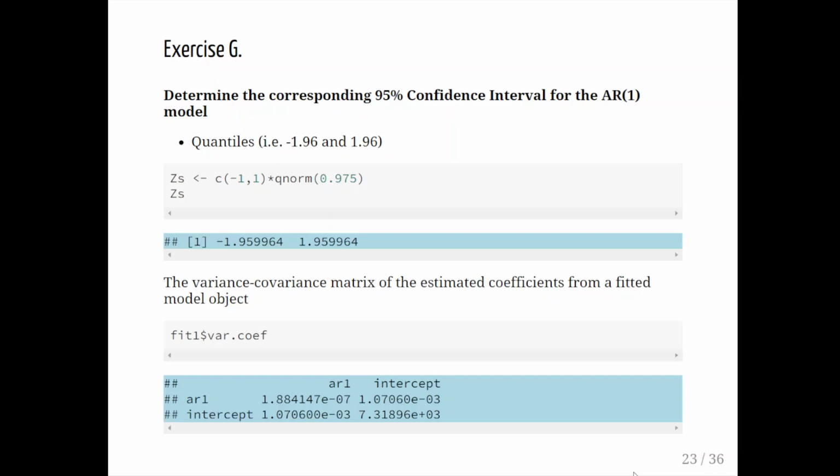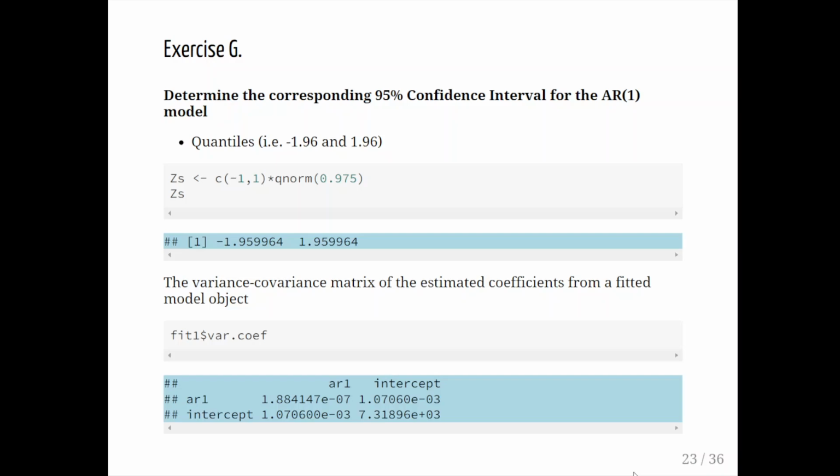So just going to set this up very quickly. Quantiles, which is minus 1.96 and 1.96. So essentially we're just going to set that up as a little vector called CZ, quantile Zs basically. And that is a little vector containing minus 1 and 1 times qnorm of 0.975. And that gives us minus 1.959 and 1.959. Okay. So that's what we're asked to do basically. It's just to set that up quickly. So we have our quantiles.